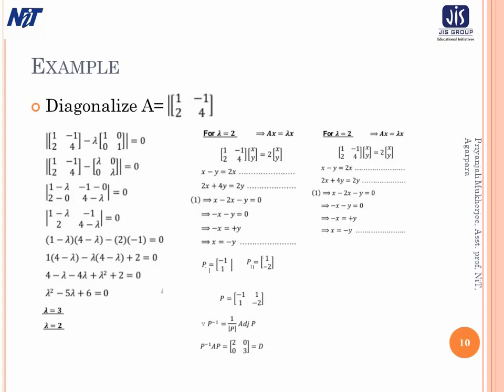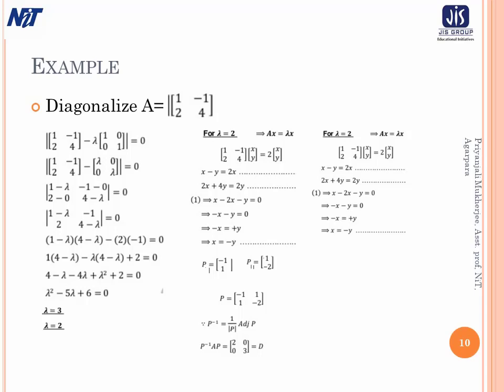So let's take one example of diagonalization. Here a matrix A is given, and from this matrix we can say it is not in the diagonalized form, because diagonalized form means the corner elements will be the eigenvalues and the other elements will be 0. So we have to diagonalize this matrix A.